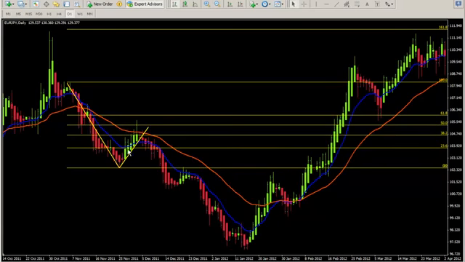And you see the retracement goes up to between 50 and 61.8%. Yeah, and that's what you ideally want to see, a 50% retracement.